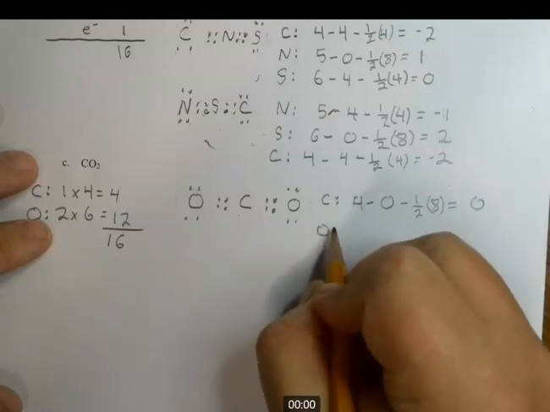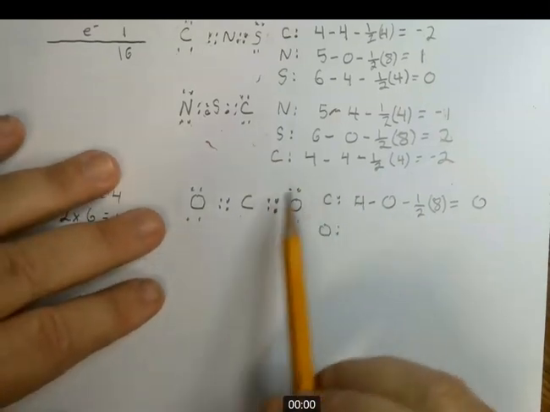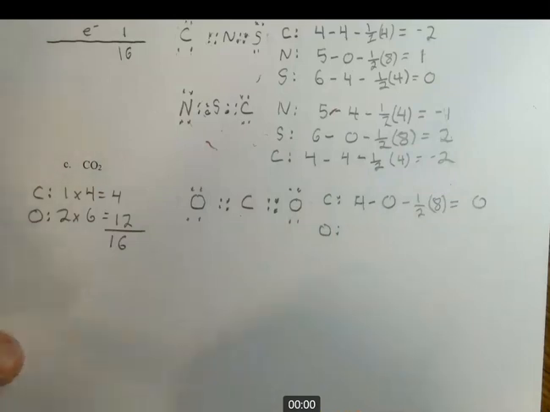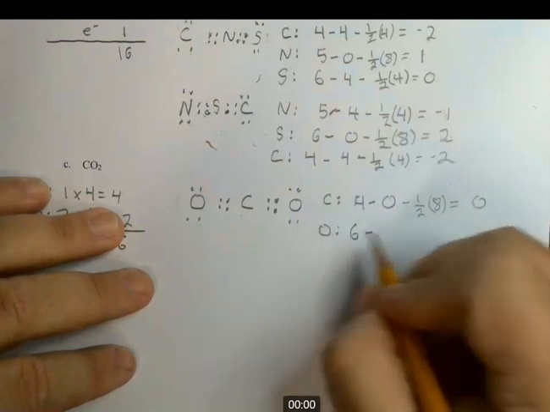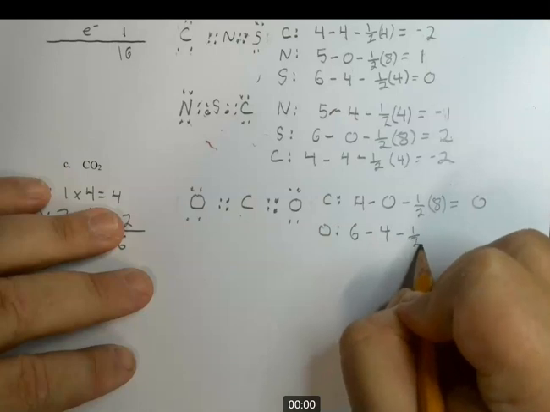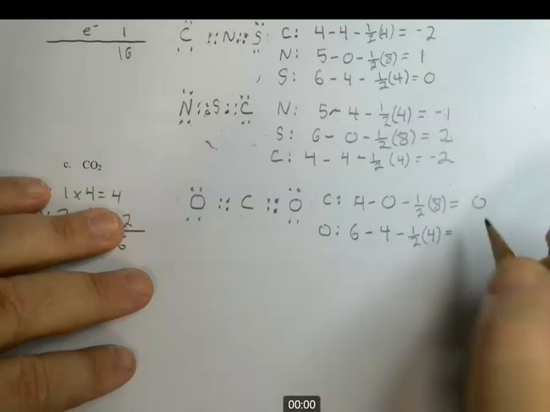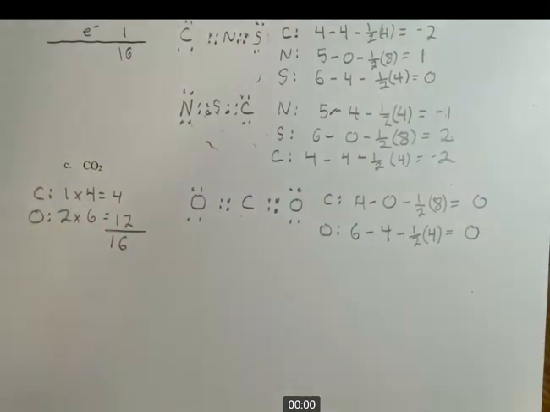For oxygen, now you have two oxygens, but they're both identical in how they're configured. So you only have to do the arithmetic once. All right, so that's going to be 6 minus, they each have 4 non-bonding, and they have half of that 4 bonding. So it's 6 minus 4 minus 2 is going to be 0. So 0, 0, that's definitely the configuration.